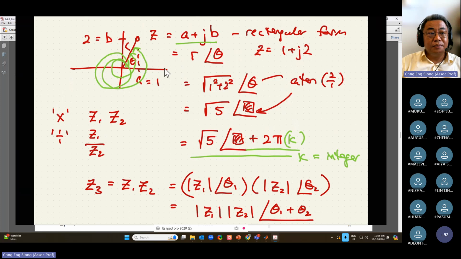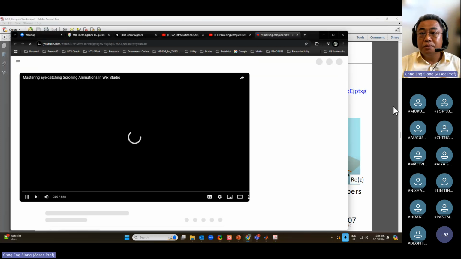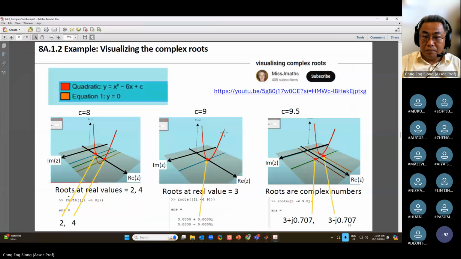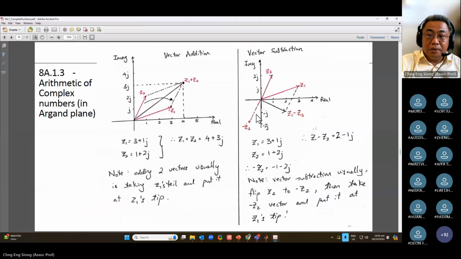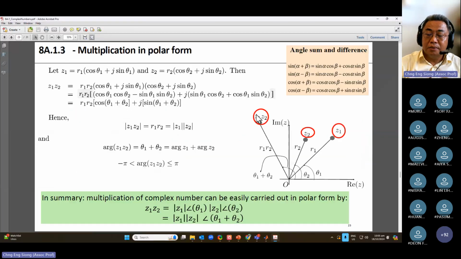Let's pull out our slide. Where is it? Here. z1 is here. z1 is r1, theta 1. z2 is here, r2, theta 2. z3, which is z1 times z2, is r1 times r2, the length, and theta 1 plus theta 2. The proof is here. Okay? All right. So this is the take-home message. And to prove this, you have to do all this, but it's not very exciting.